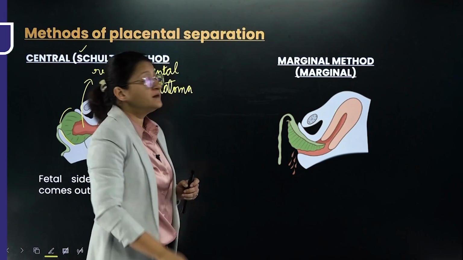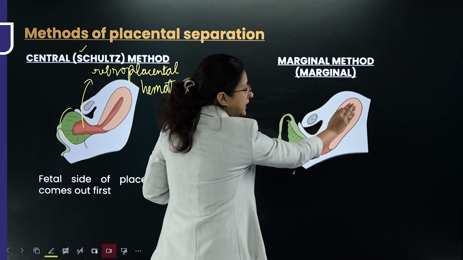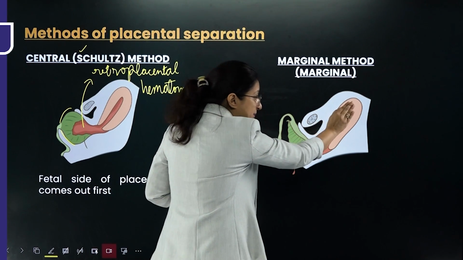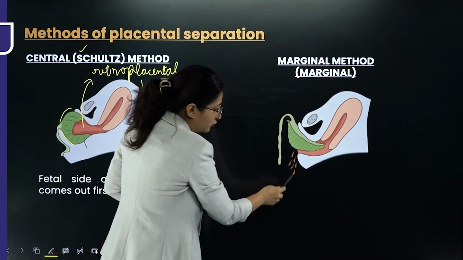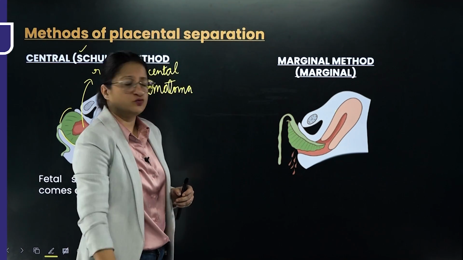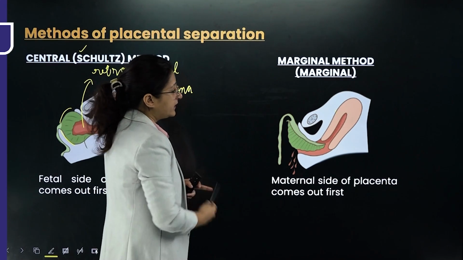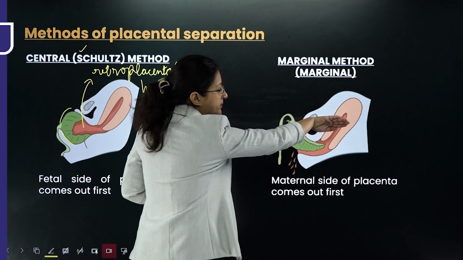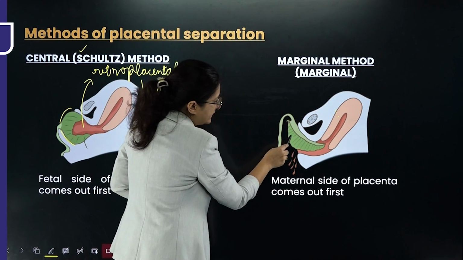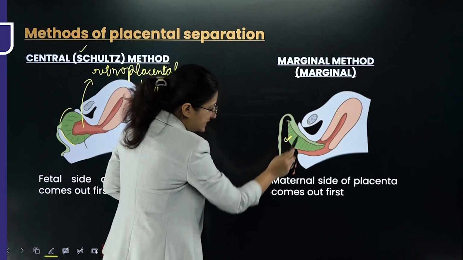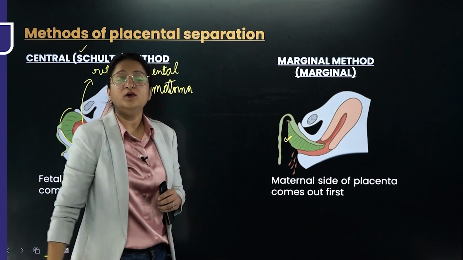And remember here that with marginal separation, even though the separation may not be complete as of yet, blood can still find a way to trickle out. So visible bleeding tends to be more. And remember here that as it marginally separates and comes out, it is the maternal side, the rough side or the dirty side of the placenta that comes out first.